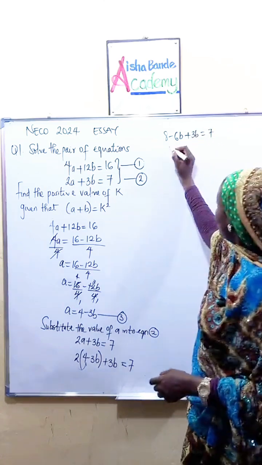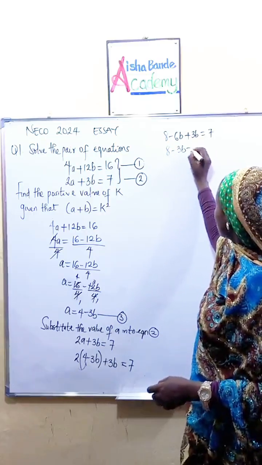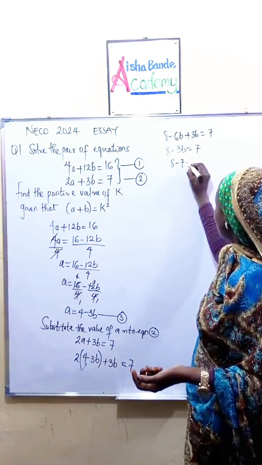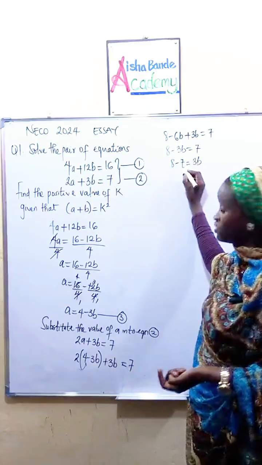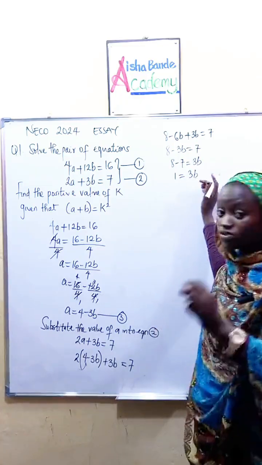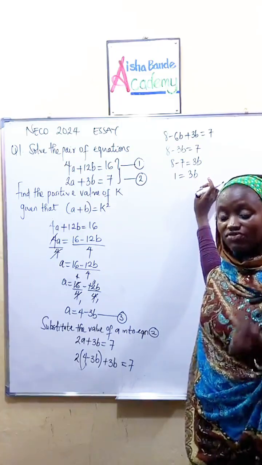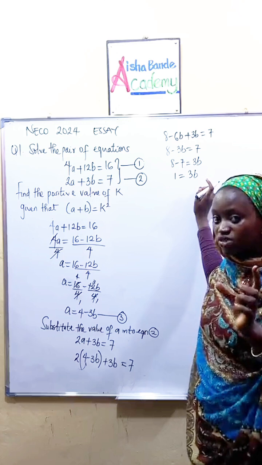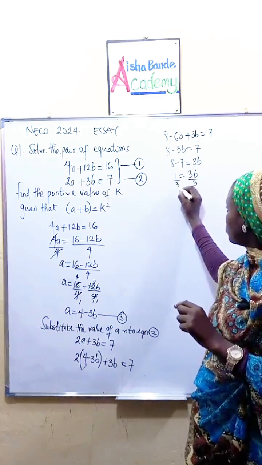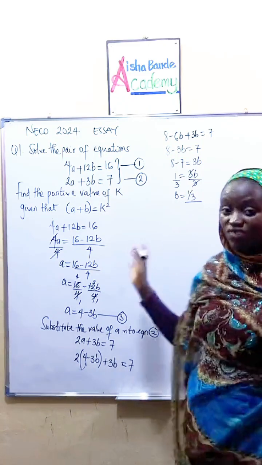So we simplify here. We have 8 minus 6b plus 3b gives us minus 3b equals 7. So we collect like terms. We have 8 minus 7 is equal to 3b. 8 minus 7 gives us 1, so we have 1 is equal to 3b. For us to get the value of b, all we need to do is divide both sides by the coefficient of b, which is 3. So 3 cancels 3 here. We have b is equal to 1 over 3. So we have the value for b.